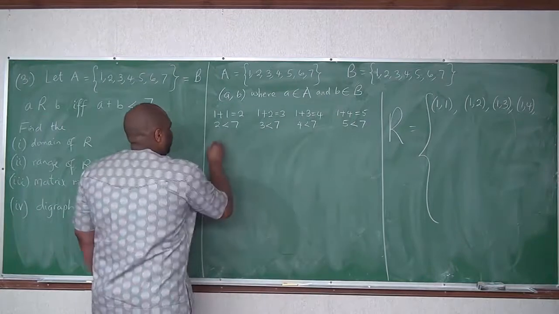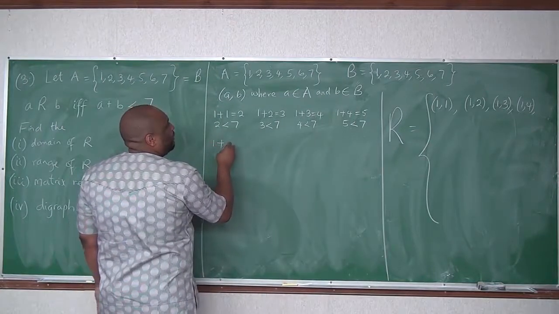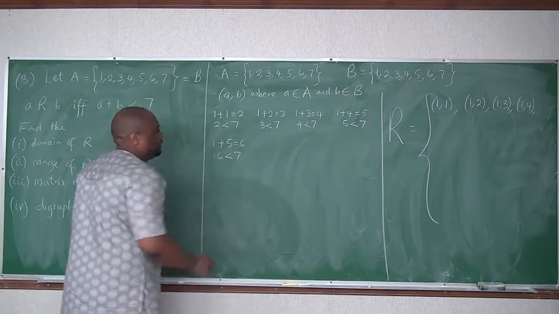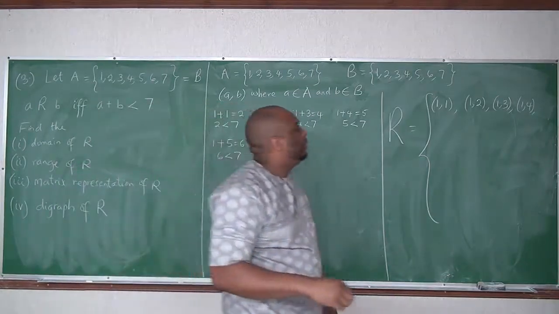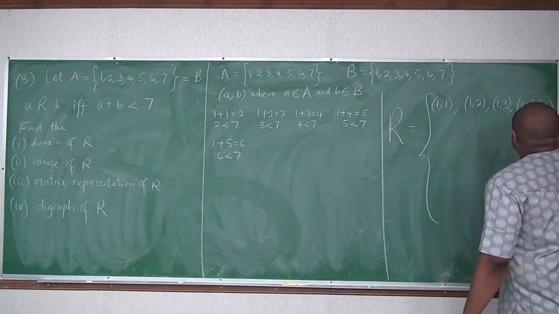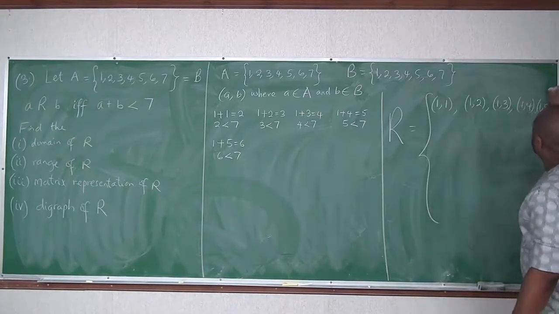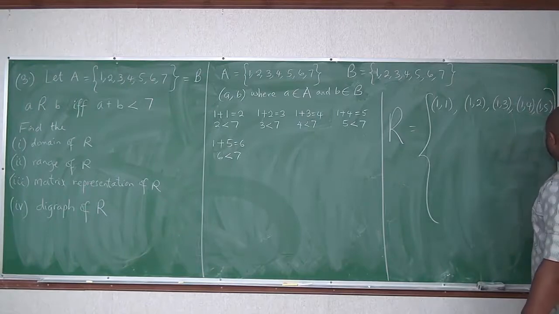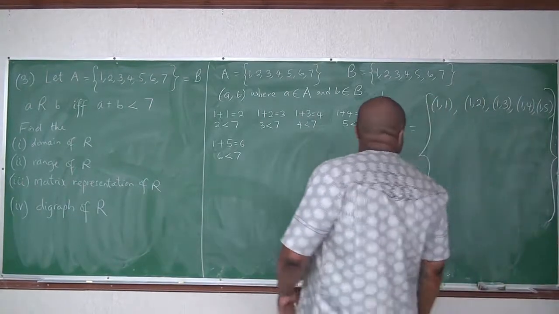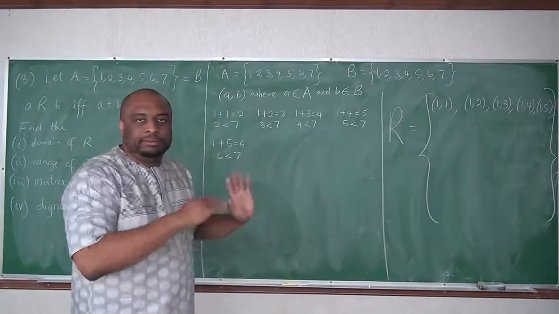We get 1 from A and 5 from B. 1 plus 5 is 6. 6 is less than 7. 1 and 5 works. Okay? I put a comma. And let me go ahead and close this set here. I've got to close this, but I've not finished. I just want to close the set. I'm still listing though.